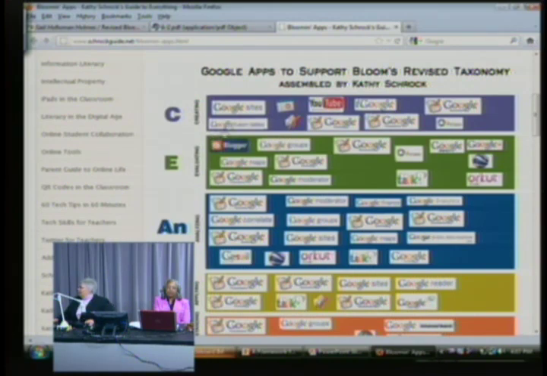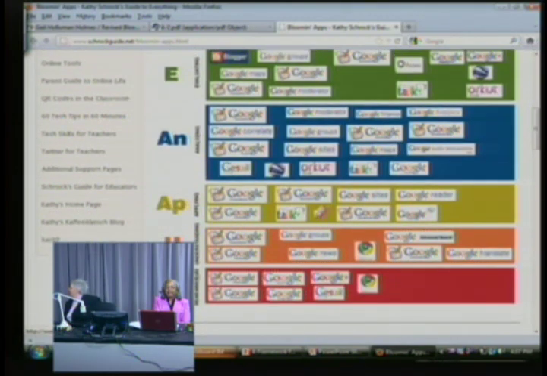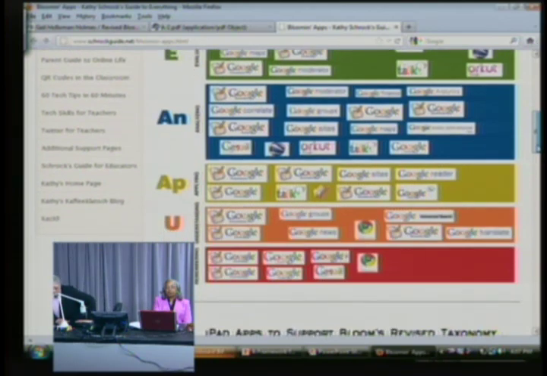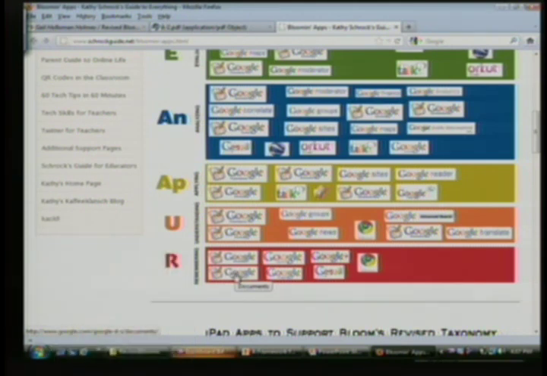Okay, this is an example of what Kathy Schrock has done. She's taken Bloom's, and for each cognitive level of Bloom's, she's taken Google and matched it with the cognitive level. For example, if you wanted to focus on the recall, the remembering level, which is your lowest level, what kinds of things could you do? You could use Google Documents to help students list things, because with the remembering level, one of the things that you're going to do is have students list items.